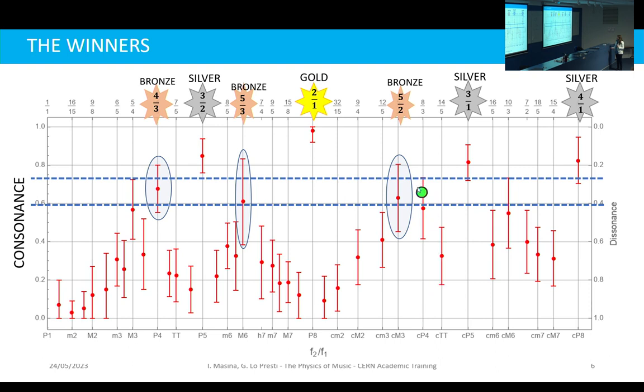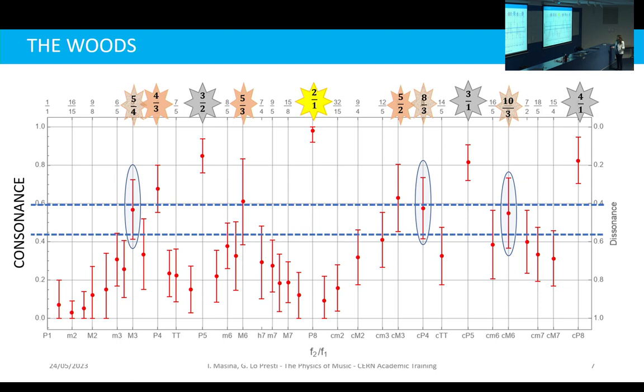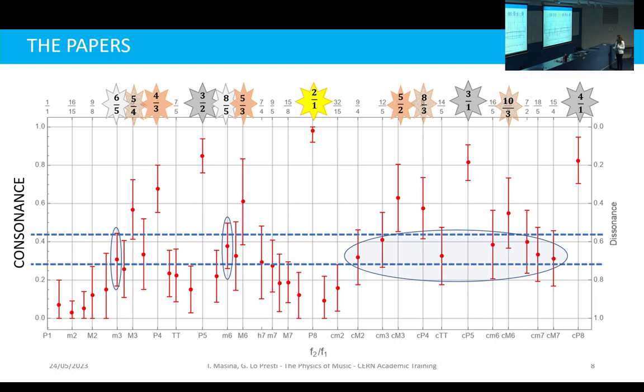And you have a bronze also here in the composite major third, which is the tenth. It's very appreciated by musicians. And so you see, these are quite reasonable results. You have the wood, I mean the fourth. The wood medal is for the major third then, and the composite perfect fourth and composite major sixth. Then the quite dissonant ones are the minor third and minor sixth and many intervals in the second octave. There is no one here, no one of them goes below this line.